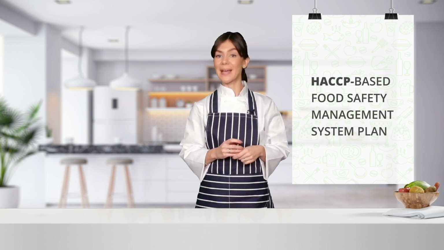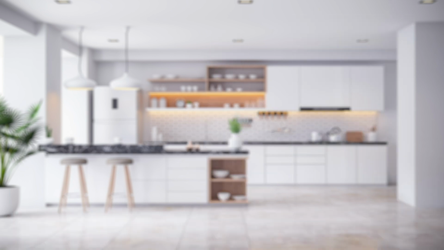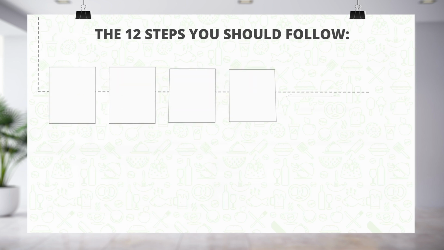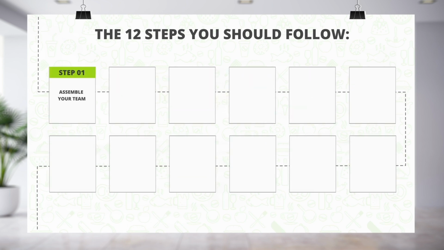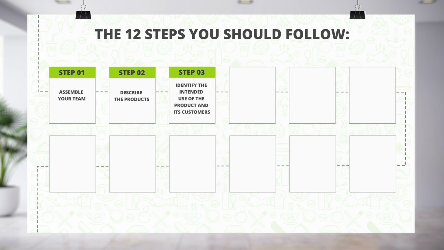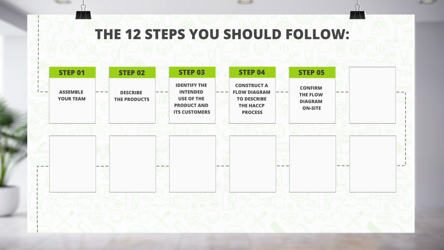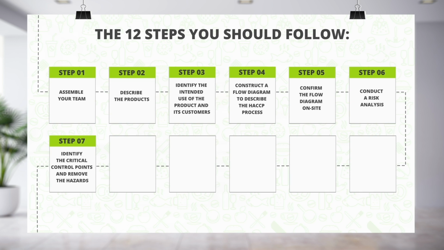We will now talk about how you can implement your HACCP-based food safety management system plan. Let's look at the 12 steps you should follow. Step 1. Assemble your team. Step 2. Describe the products. Step 3. Identify the intended use of the product and its customers. Step 4. Construct a flow diagram to describe the HACCP process. Step 5. Confirm the flow diagram on site. Step 6. Conduct a risk analysis. Step 7. Identify the critical control points and remove the hazards.